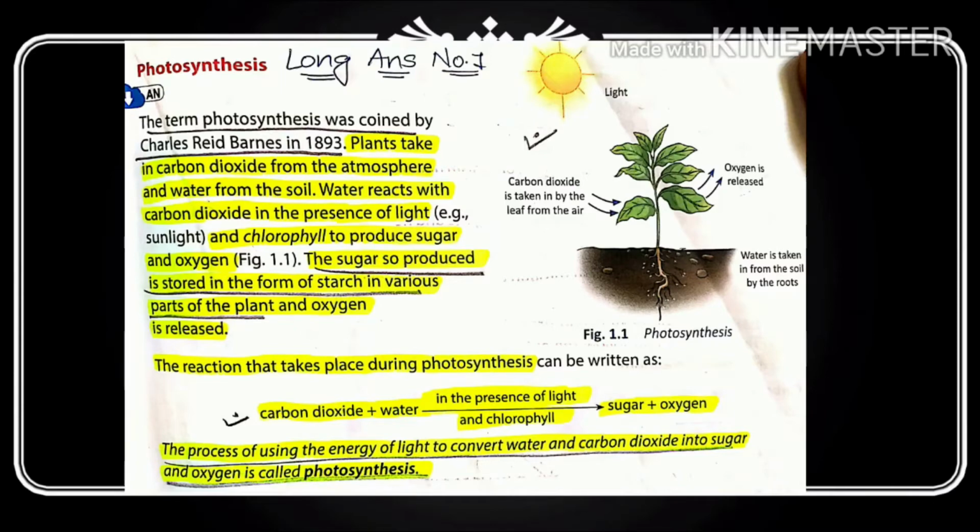First of all you have to write how plants are able to prepare food, with which kind of requirement. Then you have to write down the equation for photosynthesis and then you have to define the photosynthesis process.